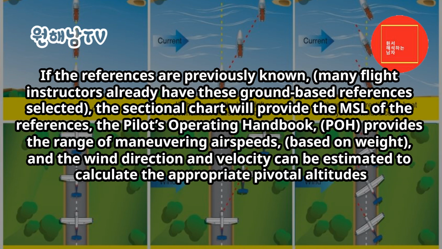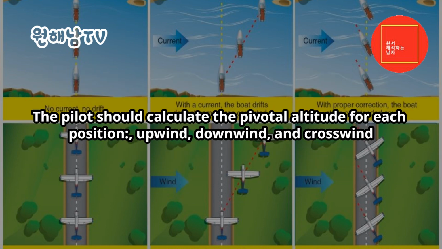The Pilot's Operating Handbook, POH, provides the range of maneuvering airspeeds, based on weight, and the wind direction and velocity can be estimated to calculate the appropriate pivotal altitudes. The pilot should calculate the pivotal altitude for each position: upwind, downwind, and crosswind.